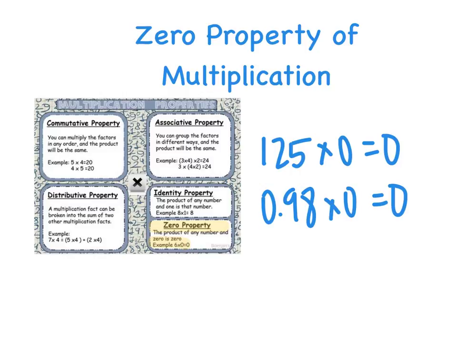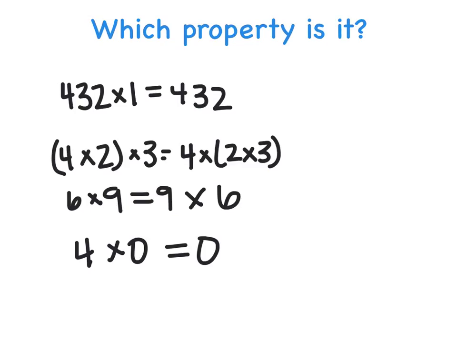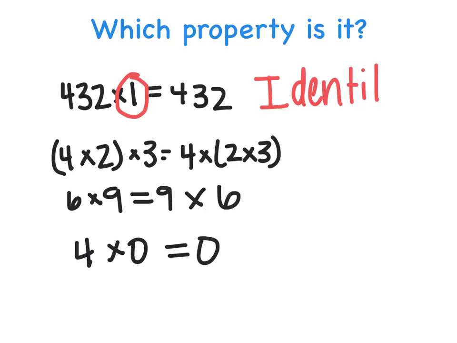Pretty easy to remember. So now that you know what each property is, let's go through and decide if each of these is the associative property, commutative property, identity property, or zero property. The first one is 432 times 1 equals 432. This 1 tells me that it is the identity property. I remember this because the 1 looks like an I.